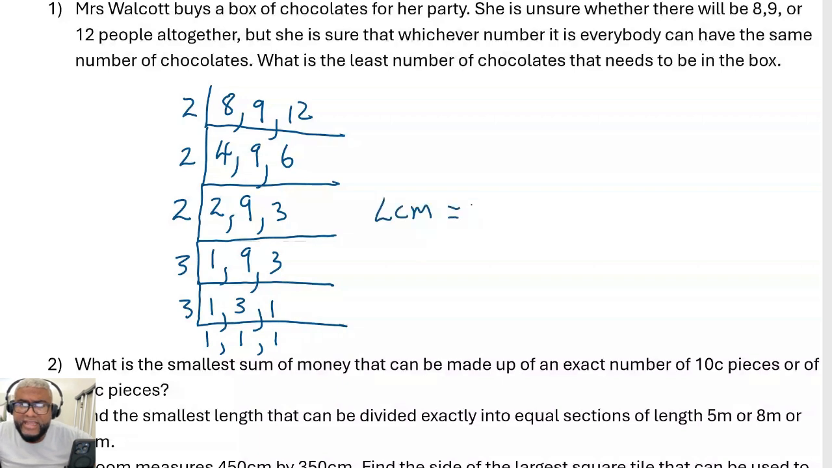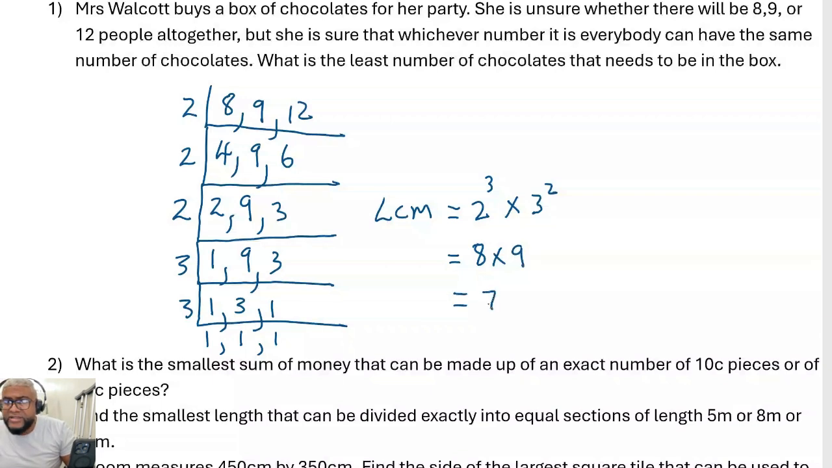So LCM would be equal to 2. I'm just going to straight put 2 to the third power, multiply by 3 to the second power, right? 2 to the third power would be 2 multiplied by 2 by 2. 2 2s are 4, 4 2s are 8. And 3 to the second power is 3 by 3, which is 9. 8 9s will give me 72. This is my LCM. So the least number of chocolates that needs to be in a box is 72 chocolates.